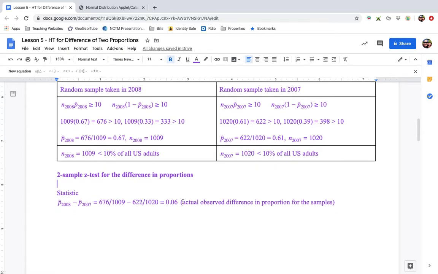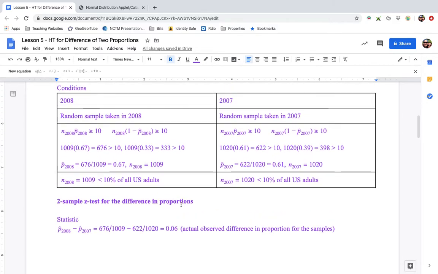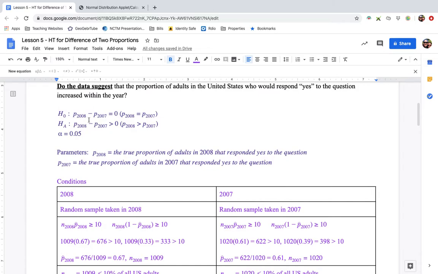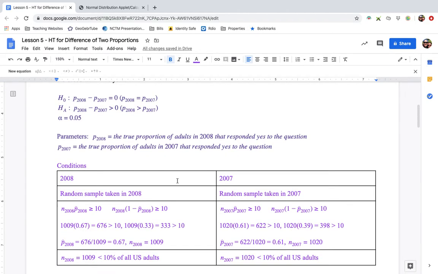And so we need to figure out now, is this actual difference far enough away from what we do expect to happen? So the question is, what do we expect to happen? Our initial expectation is that the proportions are equal. If you think about it, until you take a random sample, when you go into 2008, you don't know if things have changed. So your best assumption and expectation is that they're the same, that nothing has changed. So this is our initial expectation, our null hypothesis.